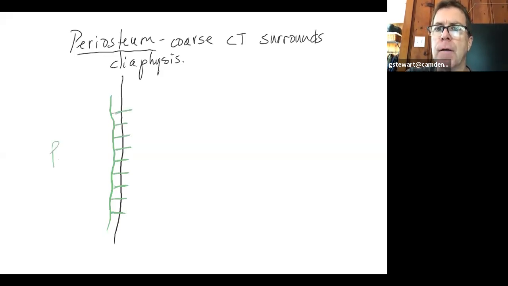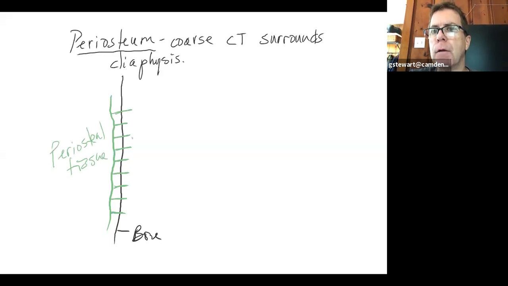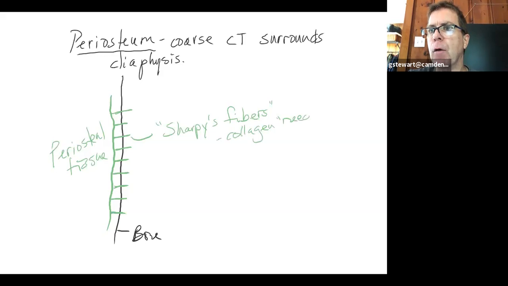So this would be periosteal tissue. Out here, this is actually bone tissue. And those little spikes or needles are called Sharpey's fibers. And they secure the periosteum to the bone tissue. They are made of collagen. So they're like collagen needles. It would be like if the shirt or jacket you are wearing right now had little tiny needles that penetrated your skin.